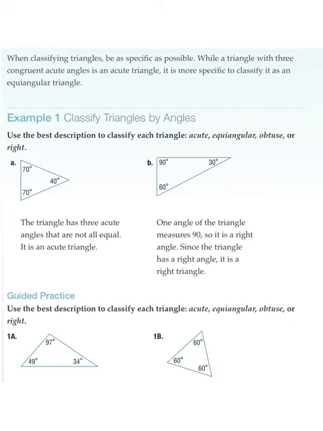Okay, so here are examples, classifying the triangles by the description. Example 1 tells you it's got to be acute, equiangular, obtuse or right. Well, A has all three angles acute, so it's an acute triangle. Okay, B, don't forget, you look for the little red box or the fact that you've been given 90 degrees, so this one must be a right triangle.